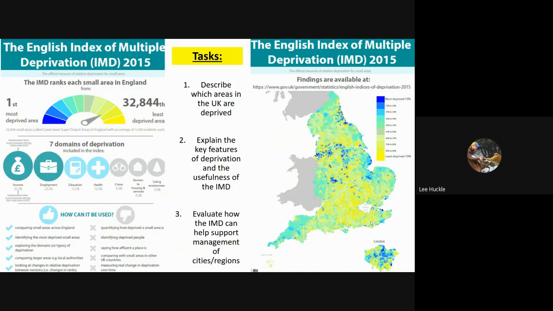So how and why is it useful? Does it have any limitations? And then evaluate how the IMD can help support management of cities and regions. So that's probably by the identification of particular issues in certain areas, then what can be done.